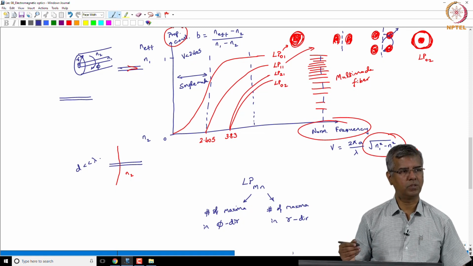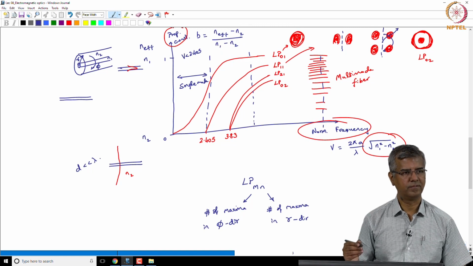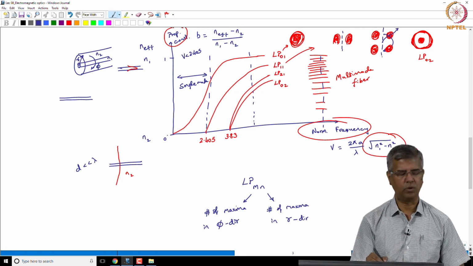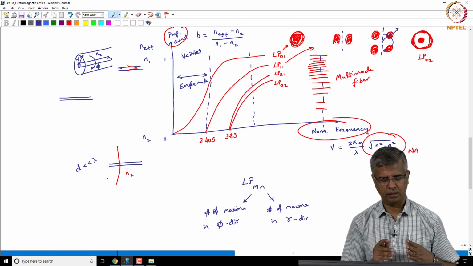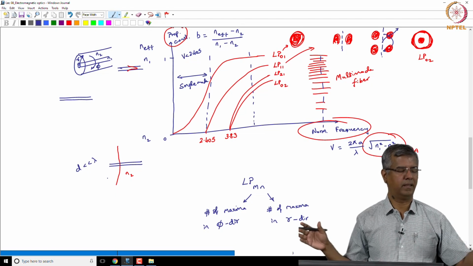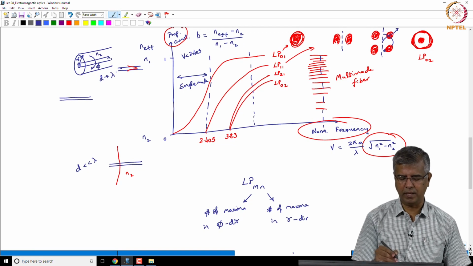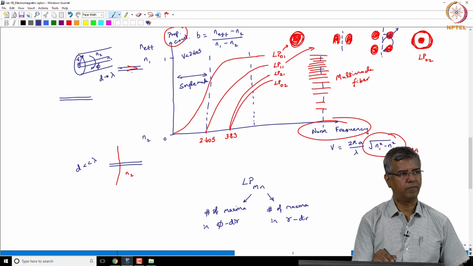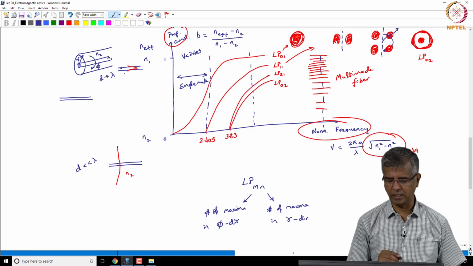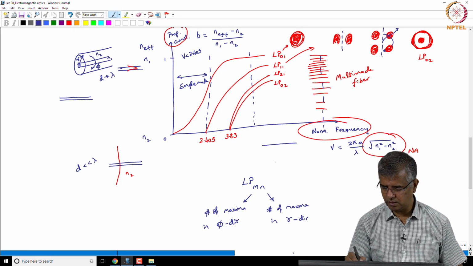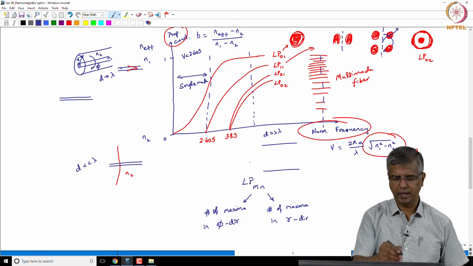What does that correspond to in terms of V number? V number will be a very low value. So, we are somewhere over here, right. So, effectively you have very little energy propagating in the core, there is a large evanescent region, and when d approaches lambda, that is the situation where it's fairly nicely confined.